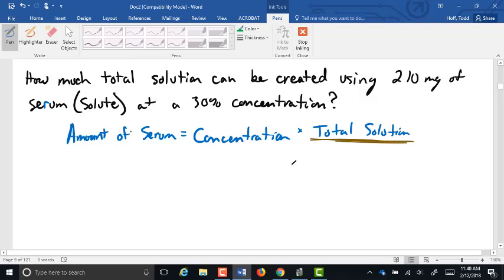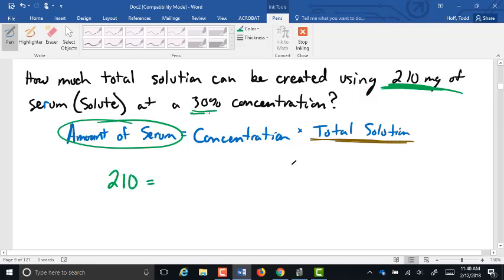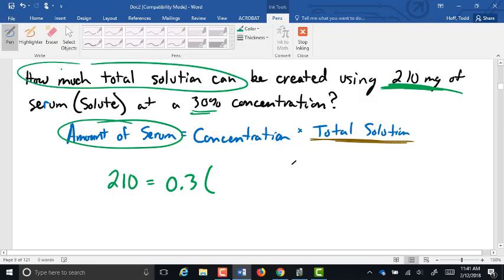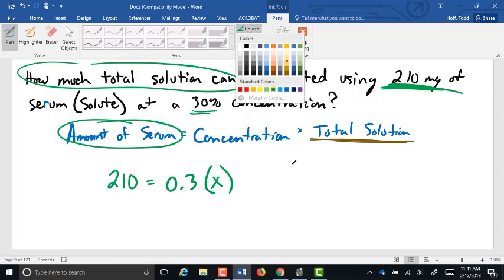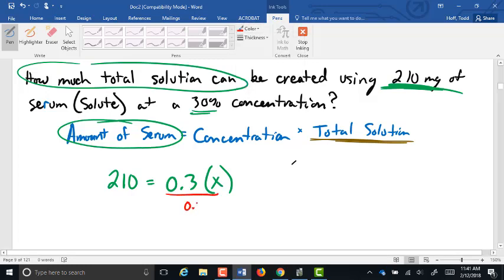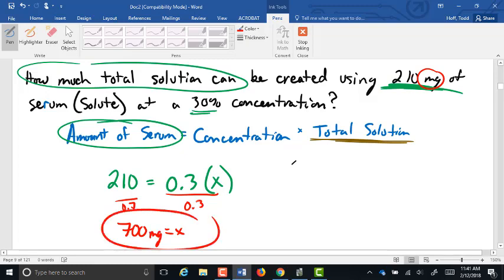So let's take a look at what we have in this problem. The total amount of serum that we're given here is 210 milligrams. So 210 goes in for the amount of serum. Our concentration is that 30%. Now remember, the concentration is a percent as a decimal, so I put that in as 0.3. And then times the total amount of solution is what we are looking for. How much total solution? So that's going to be our x. To solve this, we simply divide by the 0.3. You get 700 equals x. Now that 210 was in milligrams, so our 700 is in milligrams. So 700 milligrams of total solution can be created.